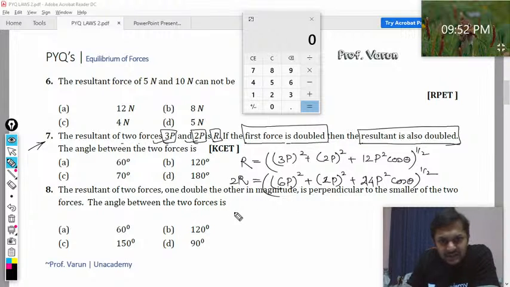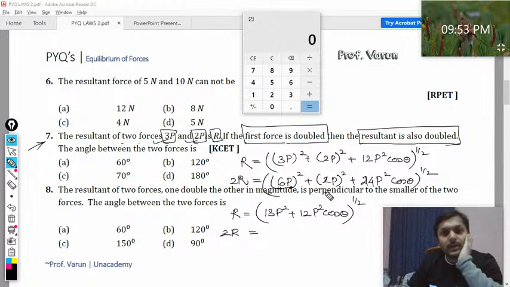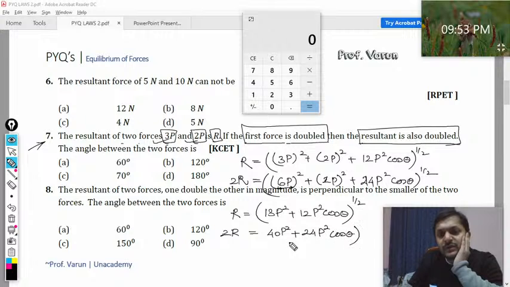So let us see what is it coming. I don't have that much space here, so a little constraint. 9P square plus 4P square, so that will be 13P square. Thirty-six plus 4 will be 40P square plus 24P square cos theta, square root is equal to this.